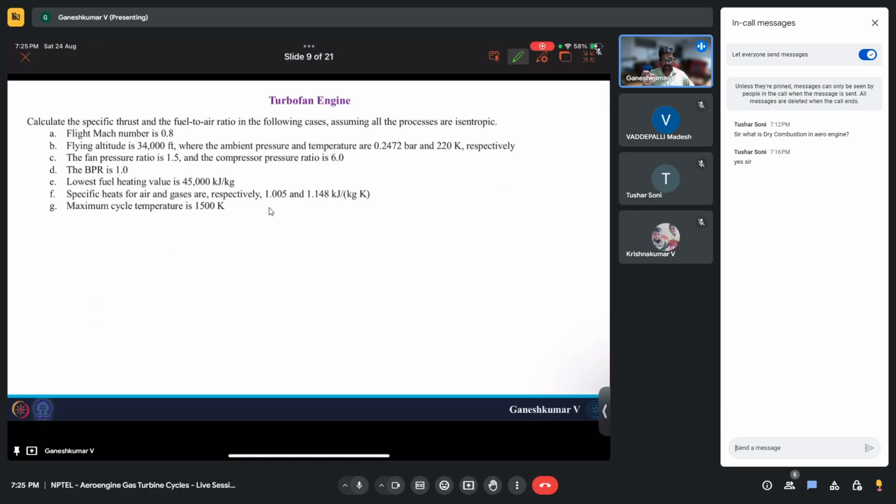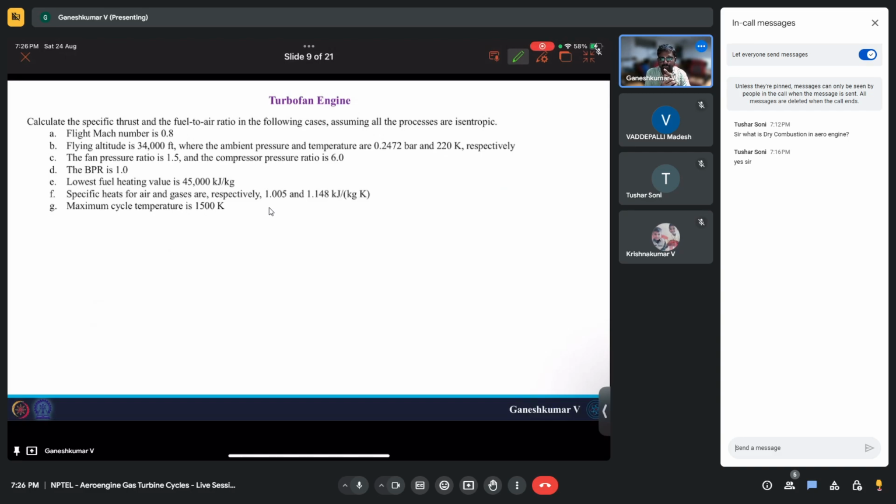Okay. So here you are asked to calculate the specific thrust and fuel to air ratio, assuming that all the processes are isentropic, as we said. The flight Mach number is 0.8. Flying altitude is 34,000 feet, where the ambient pressure and temperature are given. Ideally, this altitude will be of no use for us in calculation. Sometimes people will just give you the altitude, and you may need to find the ambient pressure and temperature. That's why every time we ask a question, we include the altitude. Here the altitude, pressure and temperature are all given, so there's no problem.